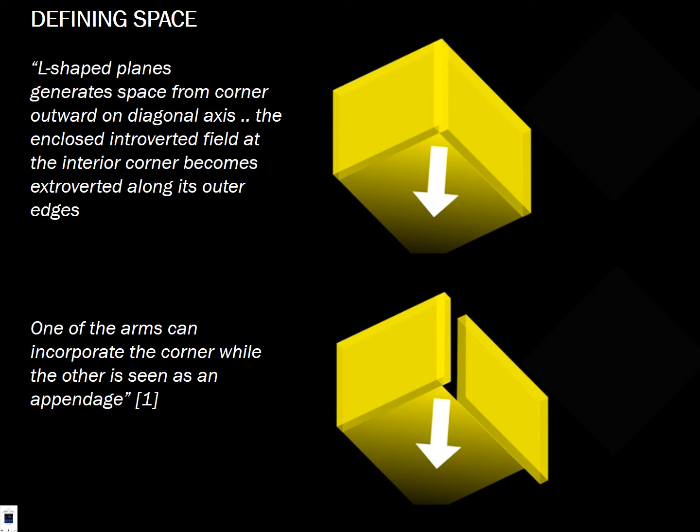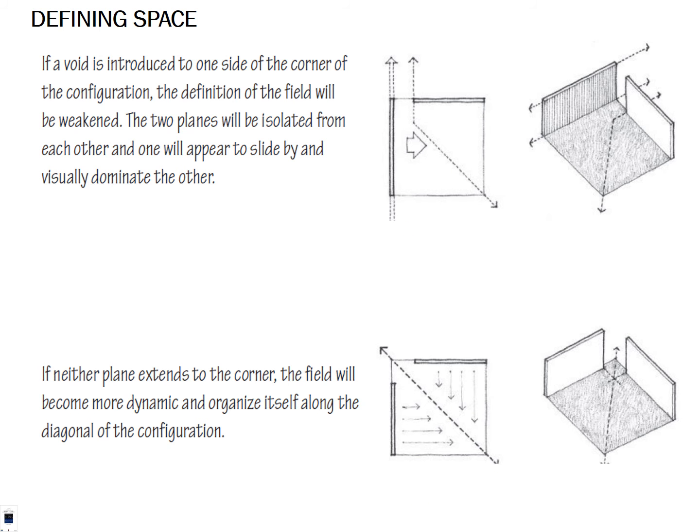Now, you can just do that with a door, but if you move the whole wall, it has a different effect. So, defining space: a void is introduced to one side of the corner of the configuration, and the definition of the field will be weakened. The two planes will be isolated from each other, and one will appear to slide by and visually dominate the other. So you see how just opening up that corner affects the space on the top pair of pictures.